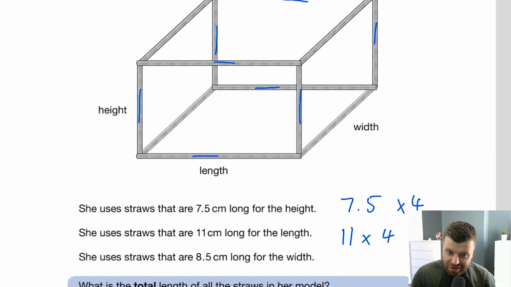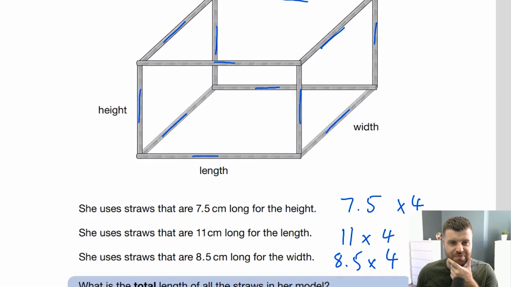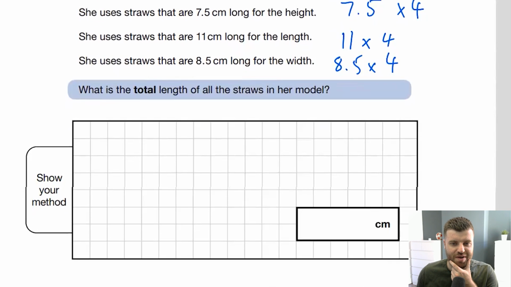We need 4 straws for the height. We need 4 straws for the length. How many do we need for the width? Well, let's take a look. It's going to be 8.5 times something. There's 1 for the width, 2 for the width, 3. Aha, 4. So we need 4 of each type. We can do a shortcut here. So let's go to our box to work this out.